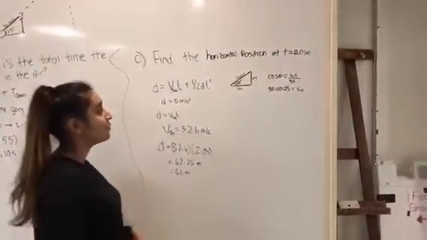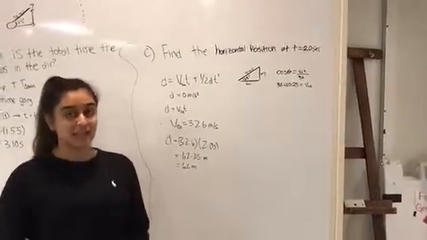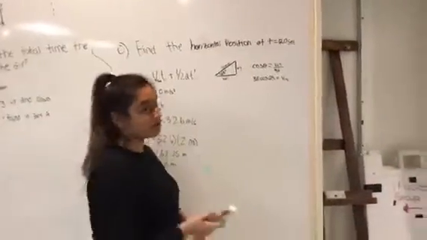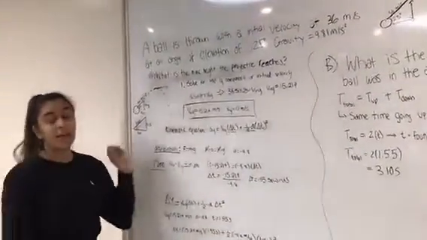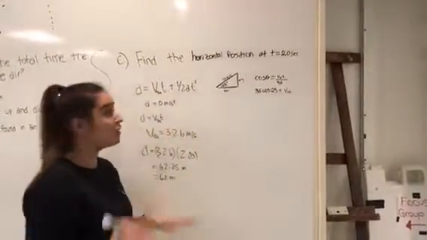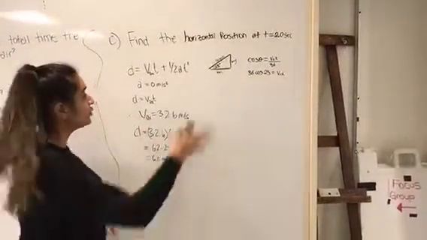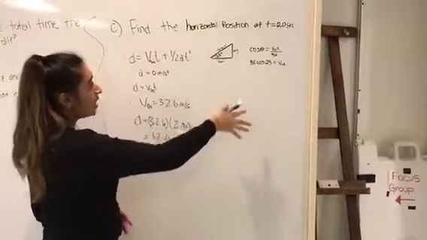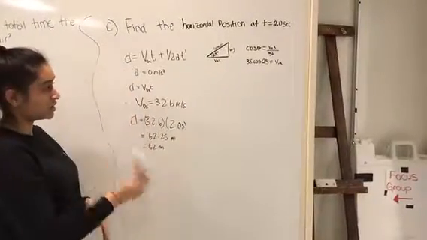Okay, so for part C, we're finding the horizontal position at t equals 2 seconds. We will be using our triangle and the trig ratios. As we did in part A, we found the initial vertical velocity. In part C, we're finding the horizontal initial velocity. So using the trig ratios, we're going to solve for the horizontal velocity to solve for the horizontal position.